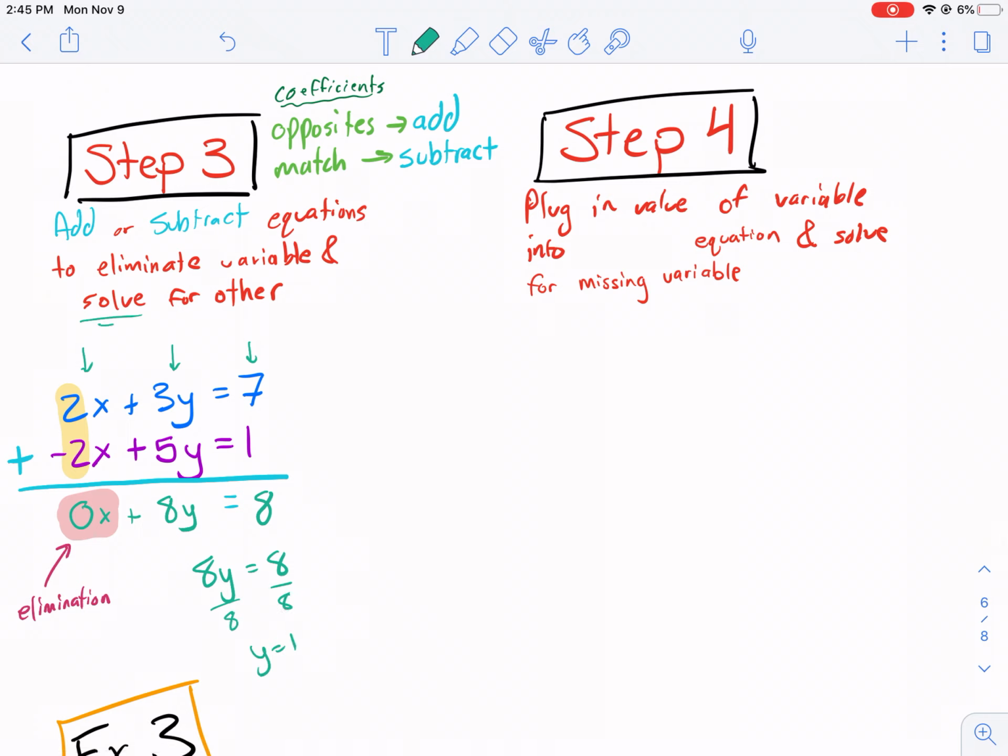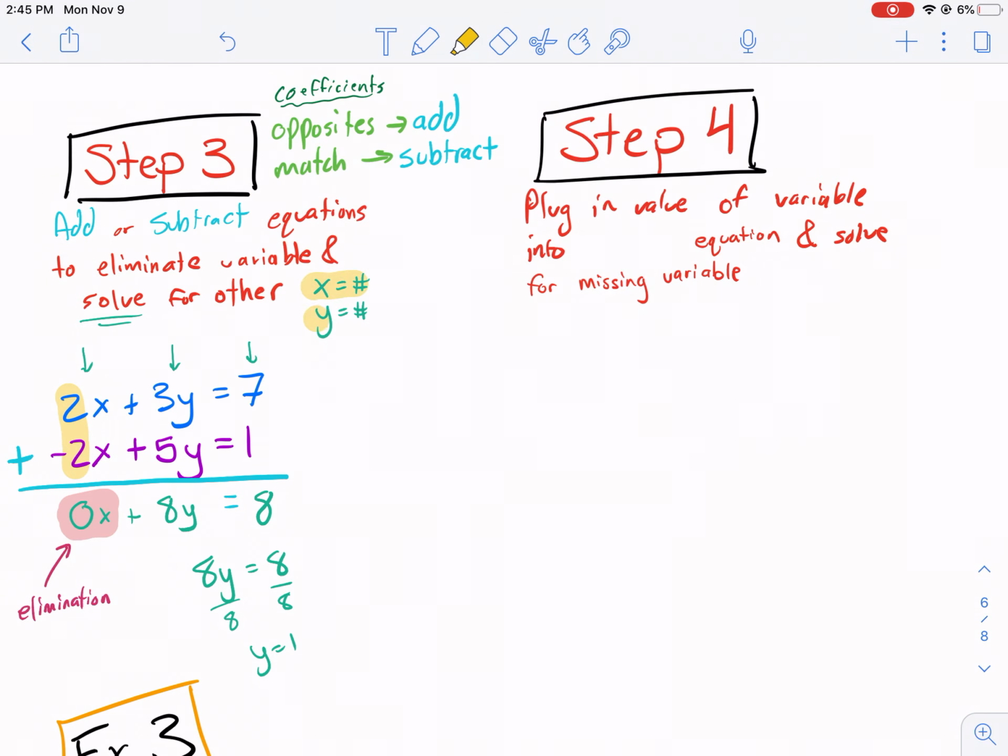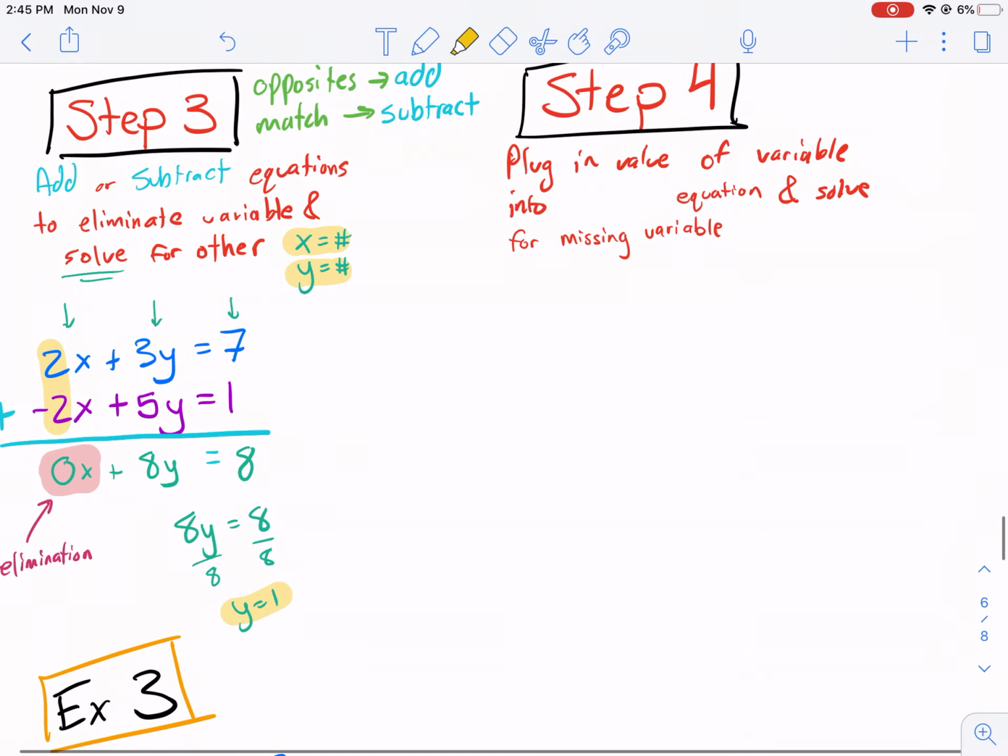So we solved for one variable. When we say solve, it's x equals a number or y equals a number. It's not in terms of the other variable. It's not going to be like x equals 2y or y equals negative 2x plus 3 or something like that. Okay, so we have our first solution, and that's y equals 1.